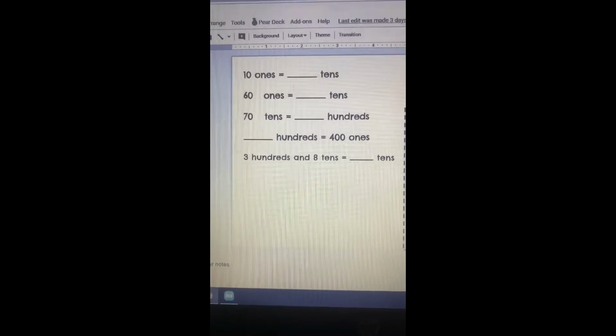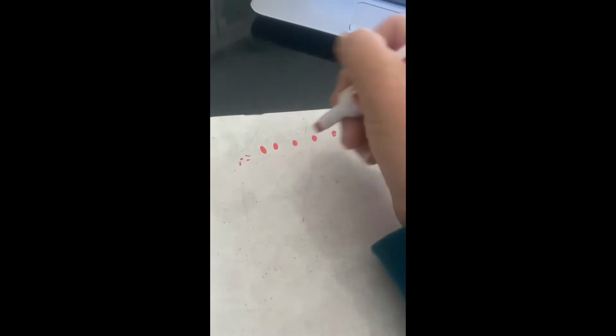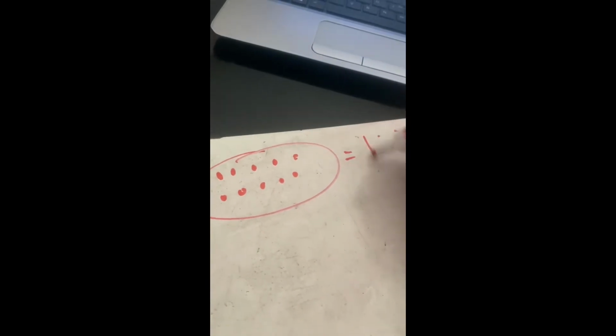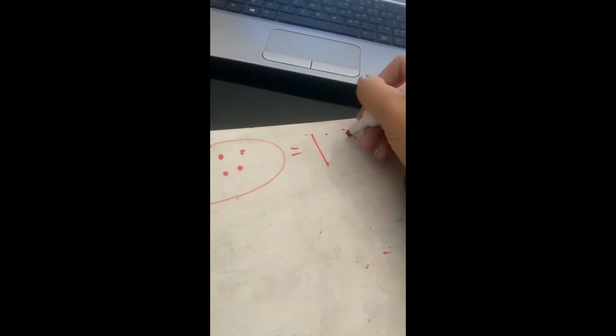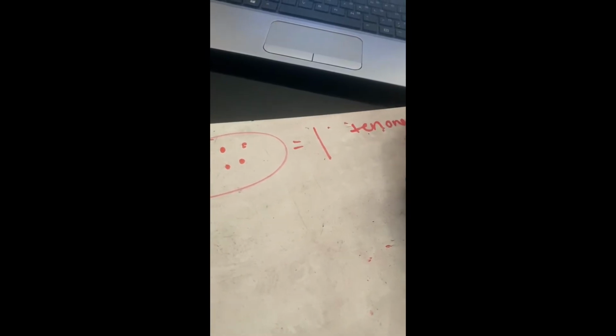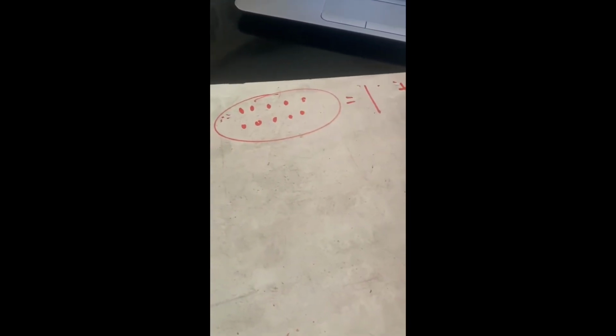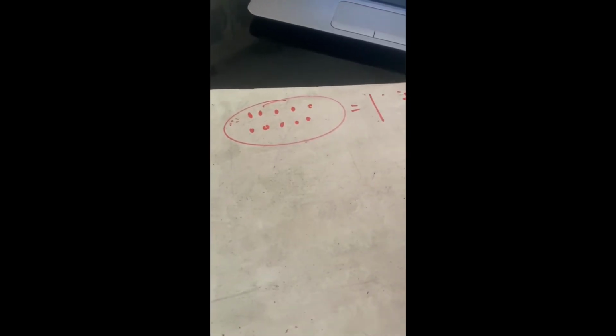Looking at this, 10 ones equals how many 10s? If I have 10 ones, wrong marker. 1, 2, 3, 4, 5, 6, 7, 8, 9, 10. That is the same as one 10. Here, what if I had 60 ones? What if I had 60 ones? How many 10s would that equal?